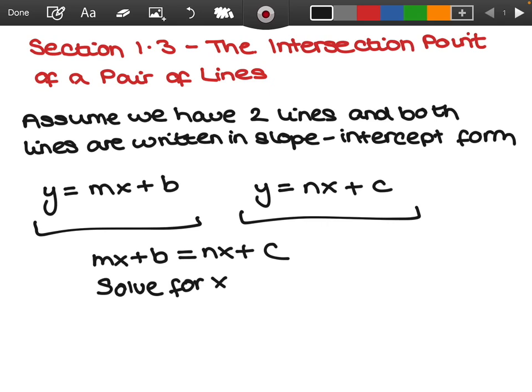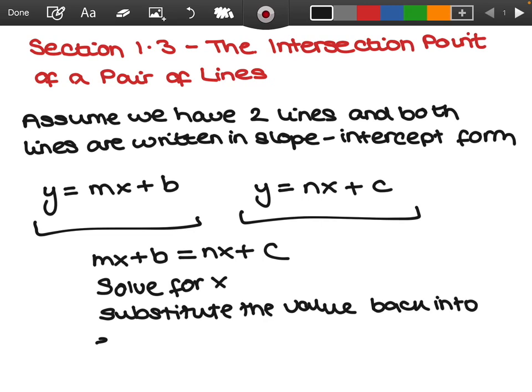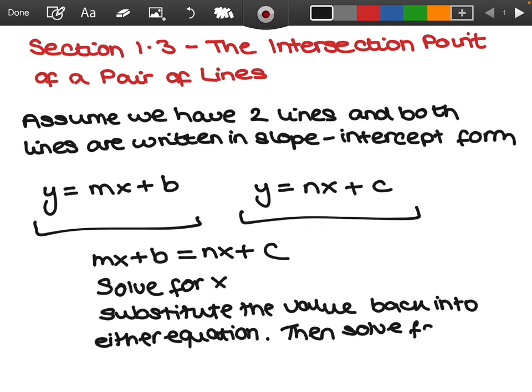Once you have done that, you can then just plug that x value back into either one of those equations to find the appropriate y value. Because they will intersect, you should end up with the same y value regardless of which equation you sub that x back into. So you're going to solve for x and then substitute the value back into either equation, and then you're going to solve for y. Okay.